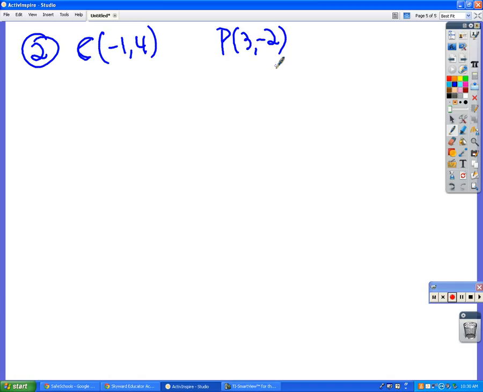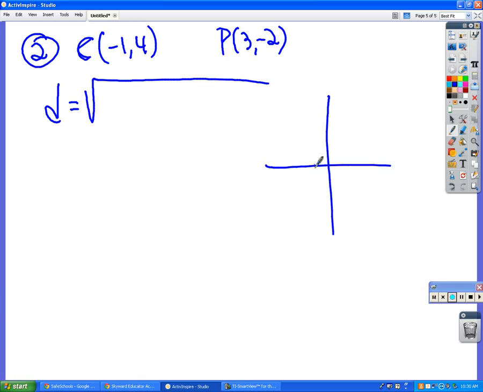So do you remember how to find the distance between 2 points? Does anyone remember our old friend, the distance formula? Something squared plus something squared, the square root of something. You're basically taking these 2 points, (-1, 4) and (3, -2), and doing the Pythagorean theorem. You make this into a right triangle and try to find the hypotenuse of that right triangle.